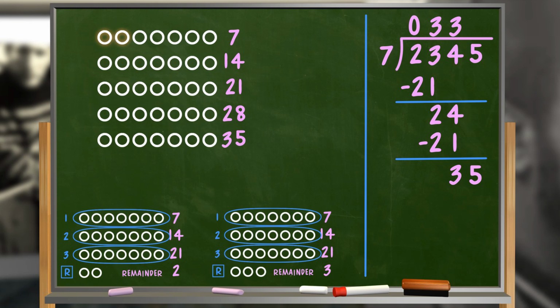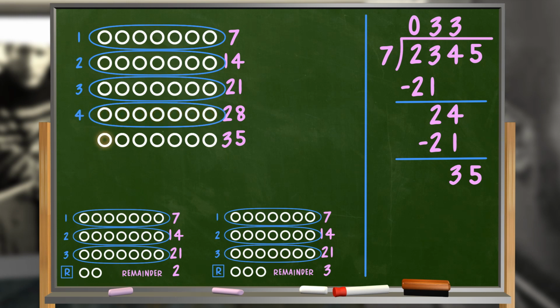1, 2, 3, 4, 5, 6, 7. First group. 8, 9, 10, 11, 12, 13, 14. Second group. 15, 16, 17, 18, 19, 20, 21. Third group. 22, 23, 24, 25, 26, 27, 28. Fourth group. 29, 30, 31, 32, 33, 34, 35. Fifth group. So now we have 5 groups of 7.